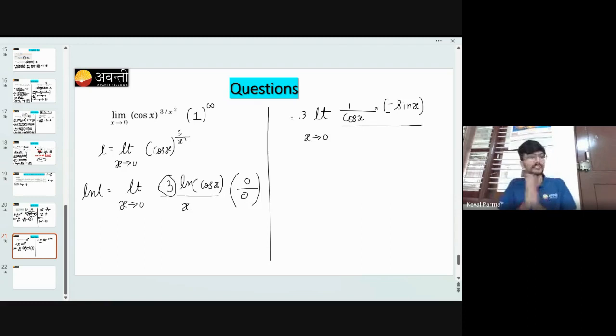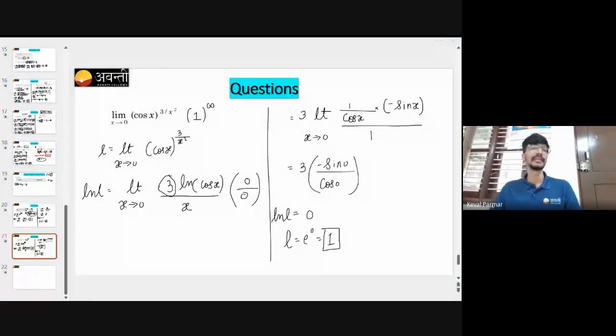So these are some questions which you should practice for power indeterminate forms. It's very simple. Take log on both the sides, convert into 0 by 0, and simply use the LH rule. So if you are done with this, now we will be doing continuity. The next chapter is continuity.